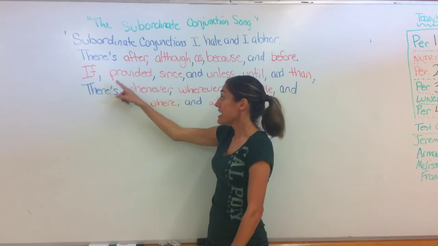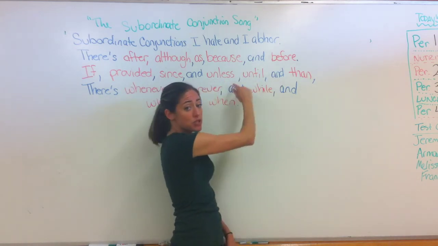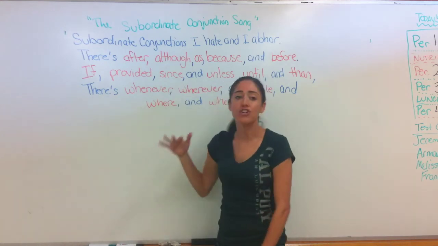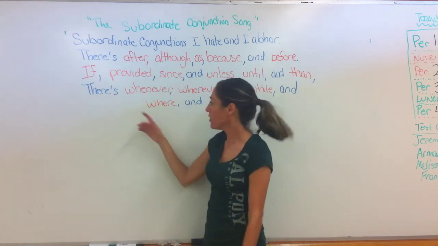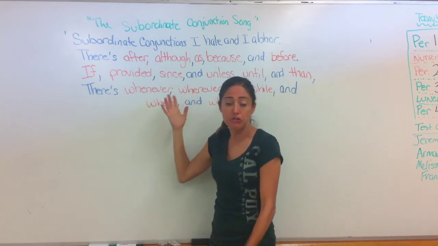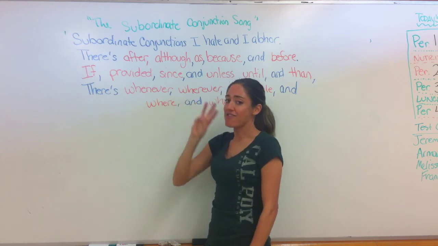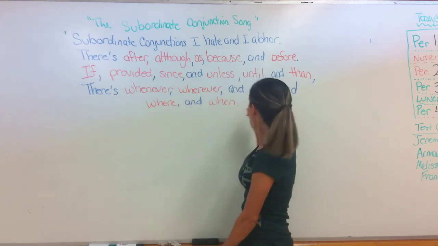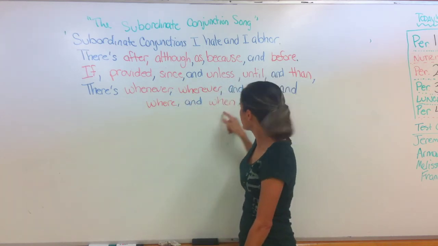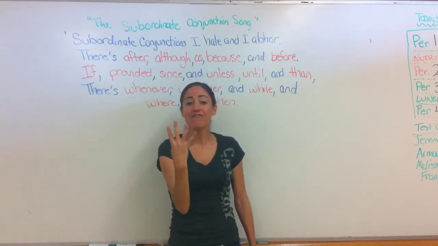Third line, if, provided, since, and, unless, until, and then, U-U-T, and then your W's are on the last line, easy. Long ones first. There's whenever and wherever, and those are in alphabetical order, that'll help you remember. Whenever, wherever, and then you have three W's. While and where and when rhymes with the sound then. And that's our song. 4 lines.